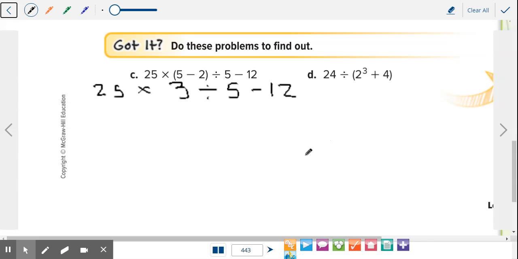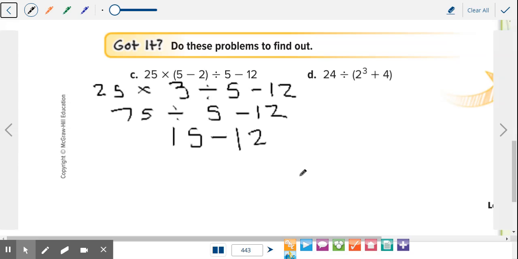Okay, now, do we have exponents? Nope. Multiplying or division? Yes. Which one are we going to do first? Isabella? The 25 times 3, which is what? 75. So 75 divided by 5 minus 12. Okay, so now what do we do next? What's our next step? The division. So what's 75 divided by 5? 15. So you have 15 minus 12. Okay, what's 15 minus 12? 3. And there's your answer.